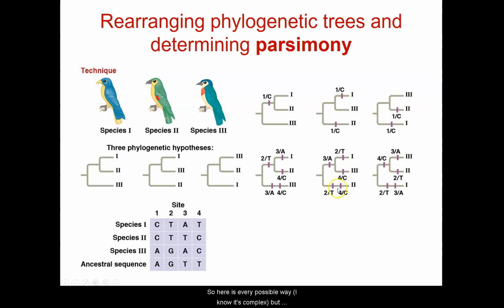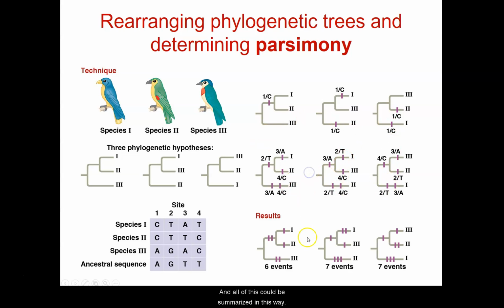So here is every possible way, I know it's complex, but every possible way that we could take these hypotheses and then look at how the base sequences changed. And all of this could be summarized in this way. Let's look at these results.